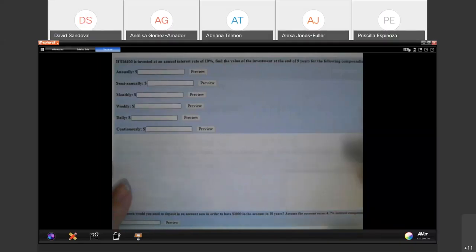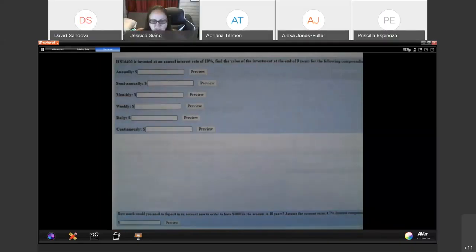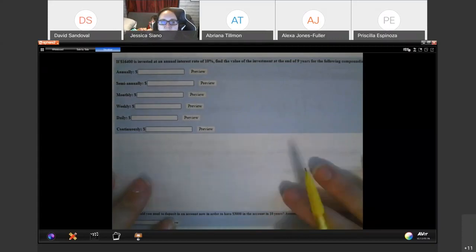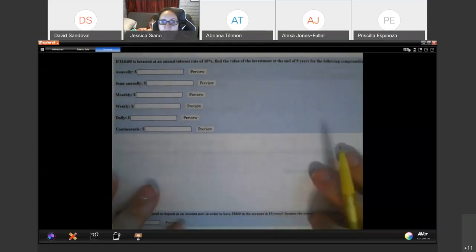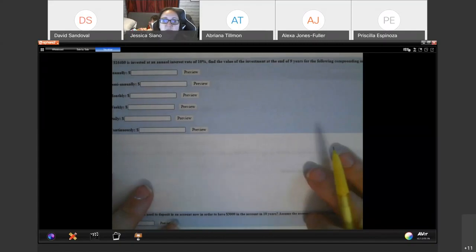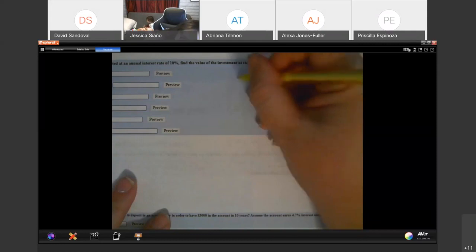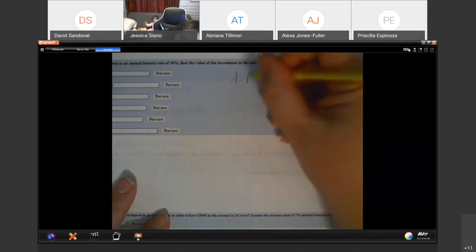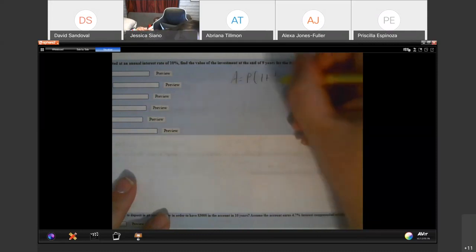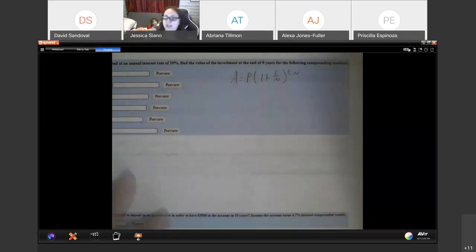This is 4.7, our last section in Module 4. This is going to be applications of logarithms and exponentials. There is a formula that we need to know for this first question, and that is A equals P times 1 plus r over n to the nt.